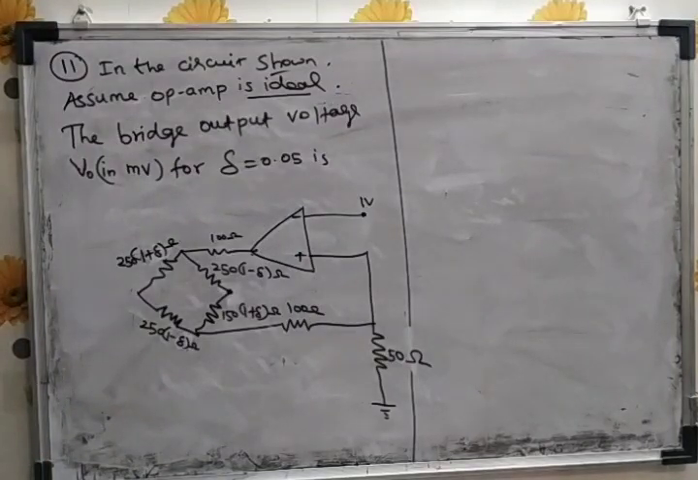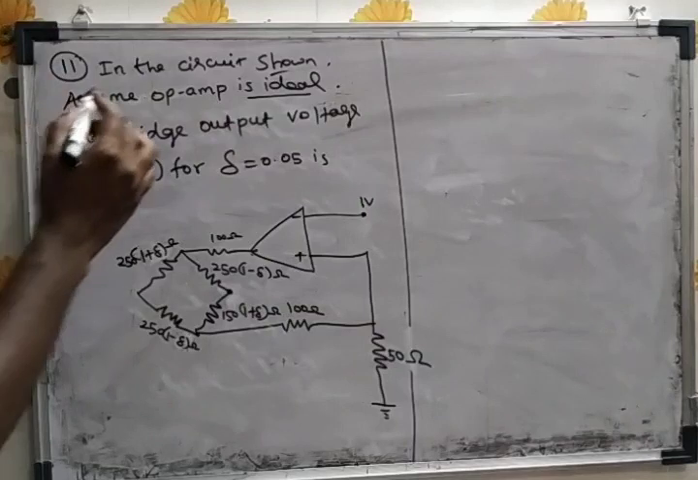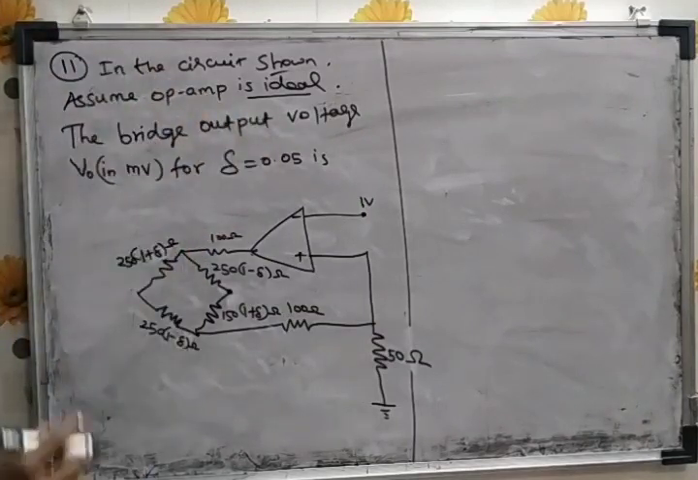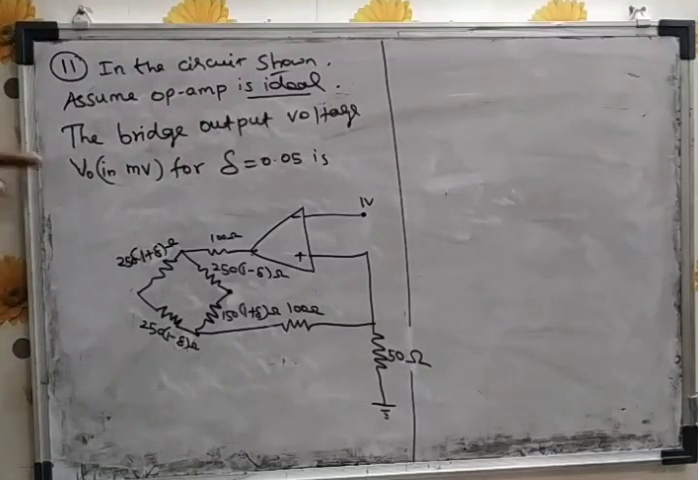In this class also we are going to solve some problems related to applications of op-amp. 11th question: in the circuit shown below, assume the op-amp is ideal. Find the bridge output voltage V0 in millivolts for del equal to 0.05.